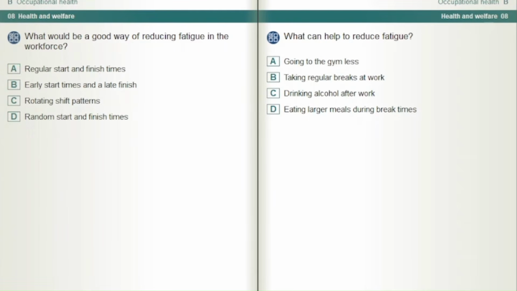What can help to reduce fatigue? Going to the gym less, taking regular breaks at work, drinking alcohol after work, eating larger meals during break times.